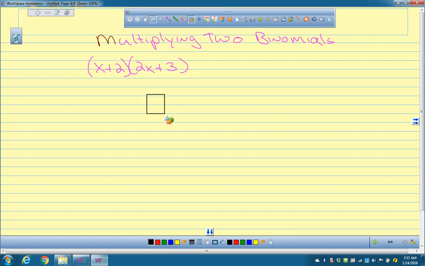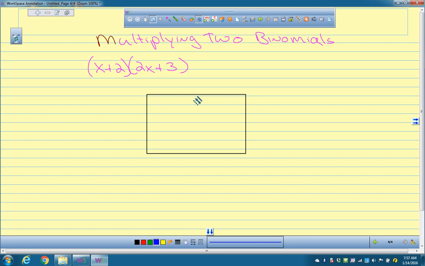But the best way to do this, or one of the ways to do it, is with an area diagram. I wanted to make a straight line, okay? So here's a rectangle that looks like this, and with the rectangle, one side is one factor, 2x plus 3. If it were a minus sign, I put the minus sign in front of the number. And then I go x plus 2 over here.